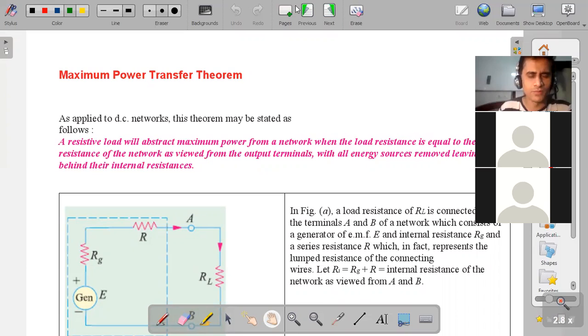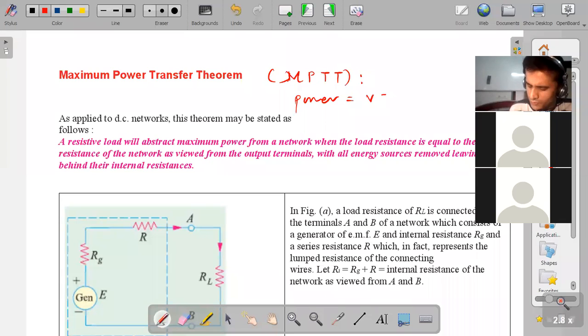Now, maximum power transfer theorem is also known as... And we know that power is equal to V into I. But what is Ohm's law?